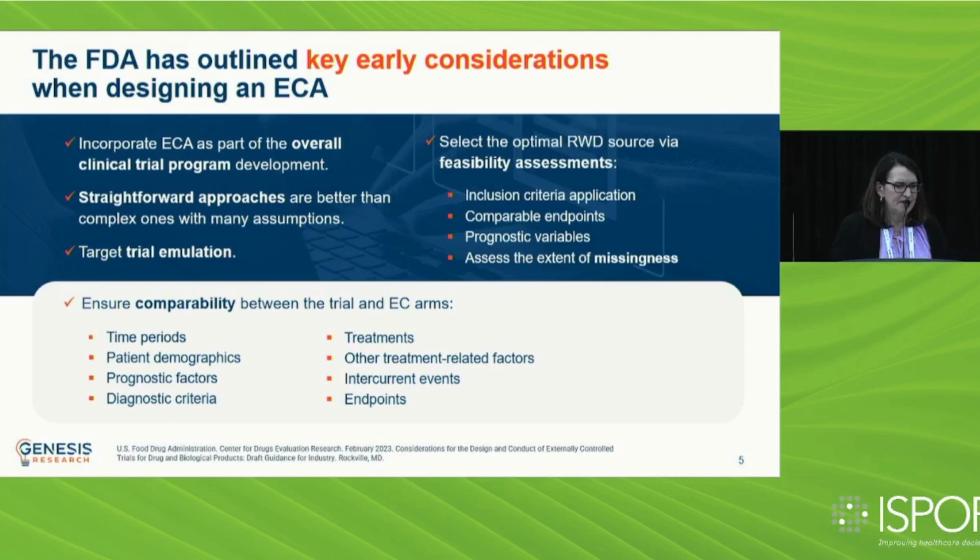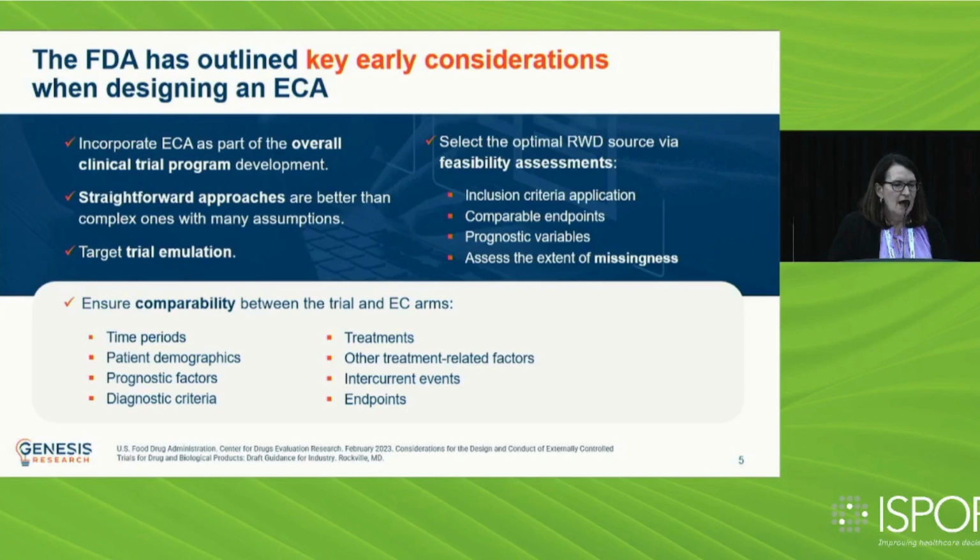FDA recommends that the optimal real-world data source be chosen by a series of feasibility assessments. So we want to assess potential data sources to ensure that they are fit for purpose, and that we can adequately apply the inclusion and exclusion criteria from the single-arm clinical trial. We want to make sure that we have comparable endpoints that we are able to assess.